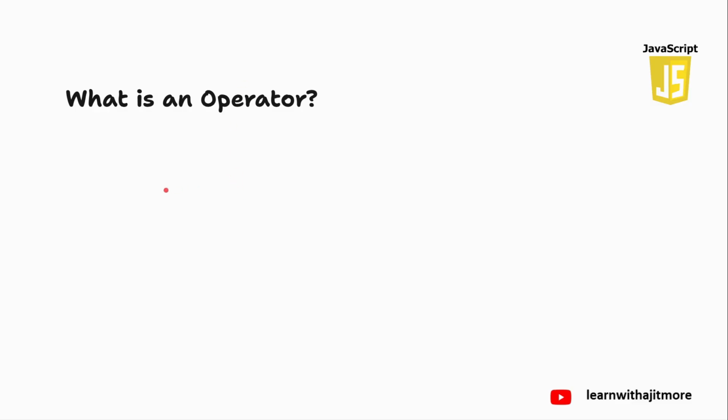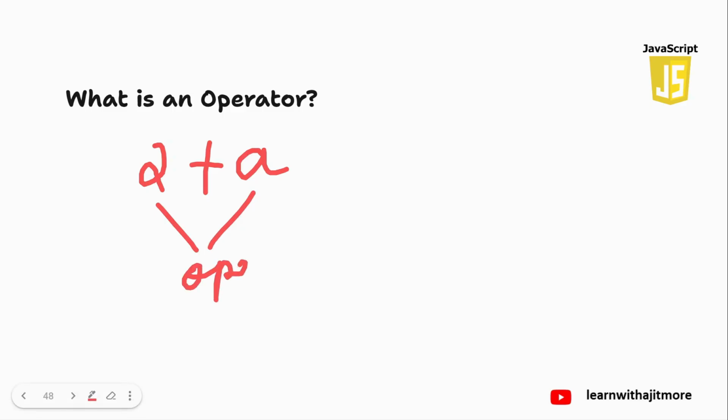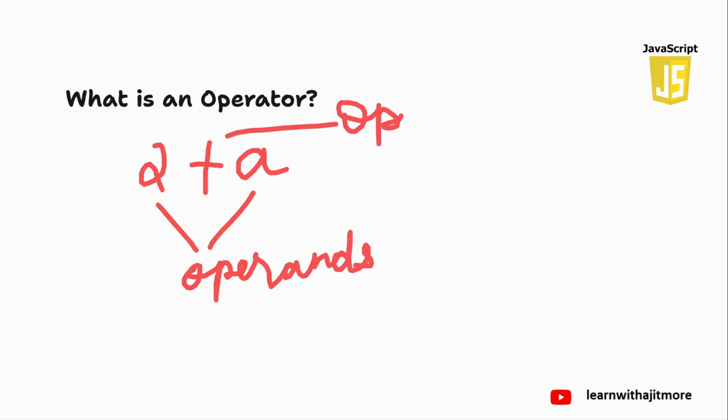Okay? And then what are operands? Operands are program elements on which the operation takes place. Like if I'm writing 2 plus a, in this plus is the operator, and this plus operation is happening on 2 and a. So 2 and a are the program elements on which the operation is taking place. So they both are operands, and plus is the operator.